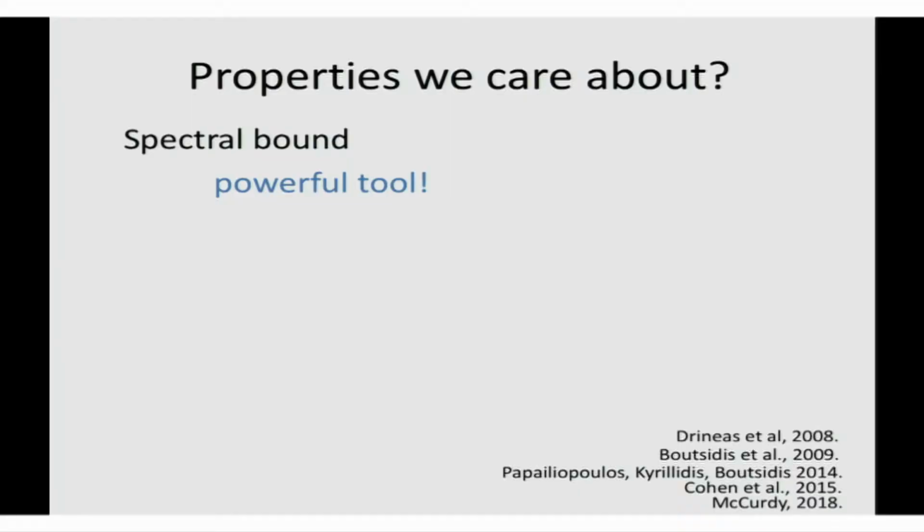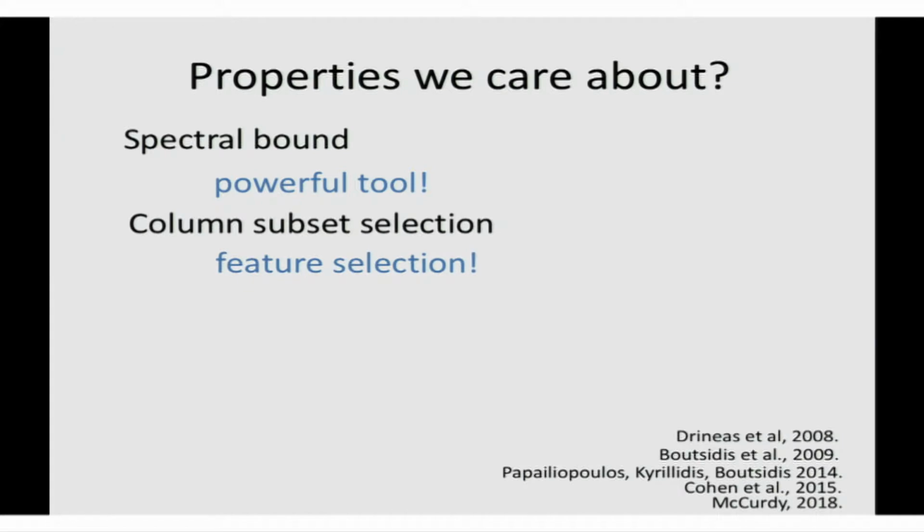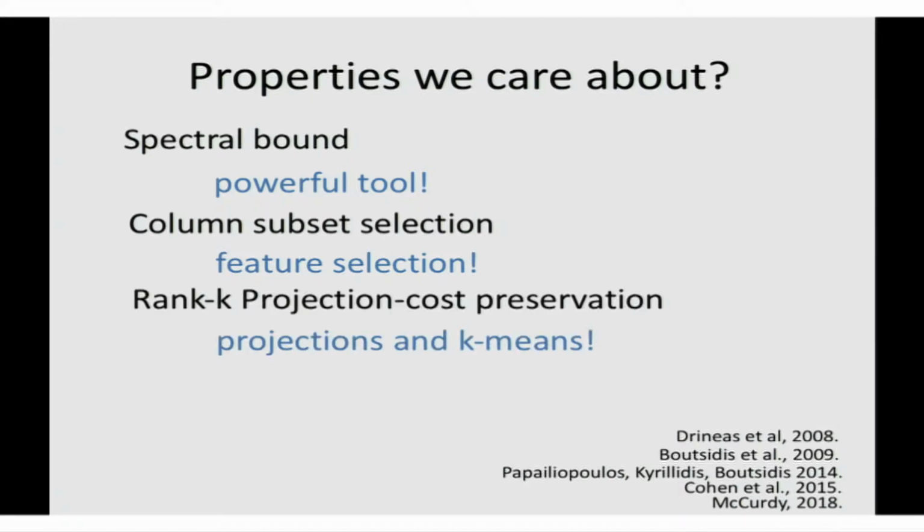So what properties does this algorithm have? Or if you run this algorithm, what properties does the solution have? Well, what are some properties that we could care about? So one would be a spectral bound, which is a powerful tool. I'll talk about these all a little bit more in the next slide. Another would be column subset selection, which is frequently used for feature selection. Another would be rank K projection cost preservation. This is nice for projections and K-means.